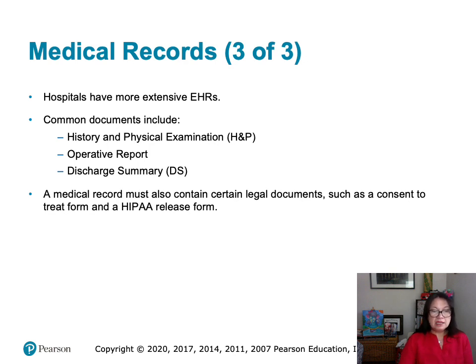Common documents for a hospitalized patient include the admission history and physical form, the H&P, the operative report, and the discharge summary, or DS. These documents include standard headings such as chief complaint, history of present illness, past medical history, social history and family history, review of systems, physical examination, laboratory and x-ray data, diagnosis, and disposition.